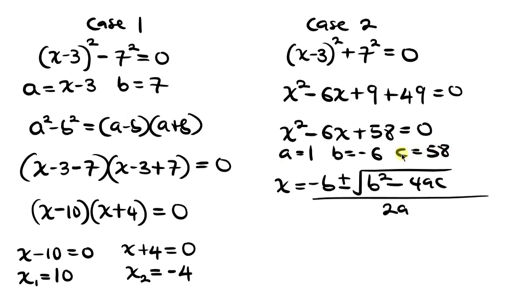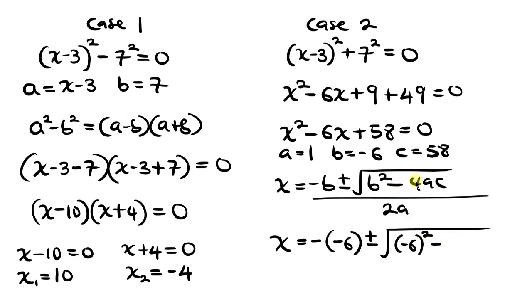Now, let's substitute this into the quadratic formula. So we have x to be equal to negative b. B is negative 6, so I'm going to be putting negative 6 there, plus or minus the square root of b squared. That's negative 6, so negative 6 squared minus 4 times a times c. 4 times a is 1, so 4 times 1 times c is 58. All over, now 2 times a, which means 2 times 1. Let's move on to the next slide.